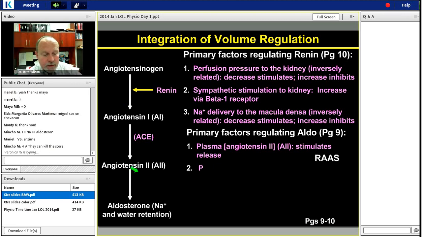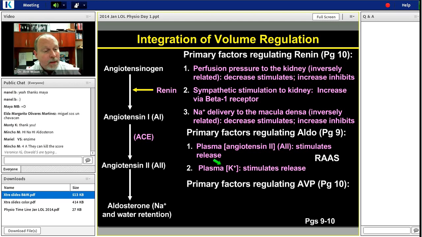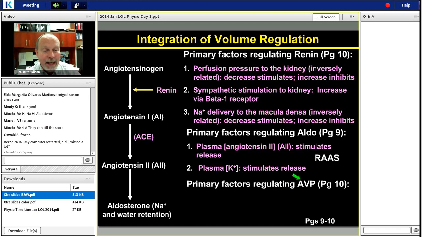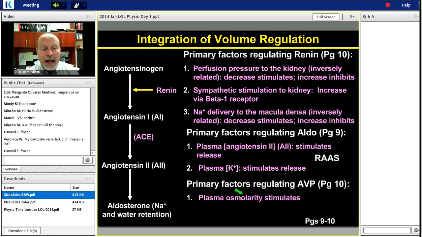Second factor that's going to affect aldo is plasma potassium. Boy, when we get to the endocrine system, please remember this plasma potassium. That's a big thing. 2 things regulate aldo: angiotensin 2 and potassium. Potassium, directly related. Next, primary factors regulating arginine vasopressin, also known as ADH. Number 1, it's directly related to plasma osmolarity. So plasma osmolality. This is a negative feedback system. So is the aldosterone system.